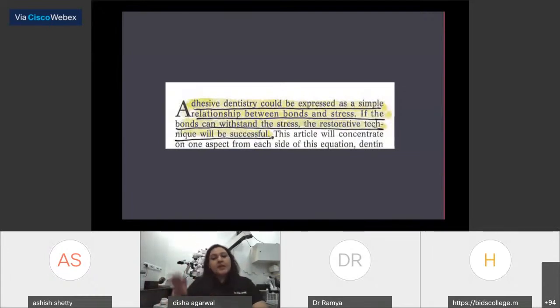What will be the stress? Your enamel or your dentine is trying to bond to that polymer, and together your polymer is shrinking. So a kind of stress is developed. Now, either your bond is strong or your stress is strong. If your stress is so strong, it will not bond to your tooth. And if your bond is strong, your stress will get overcome and you will have a successful restoration.